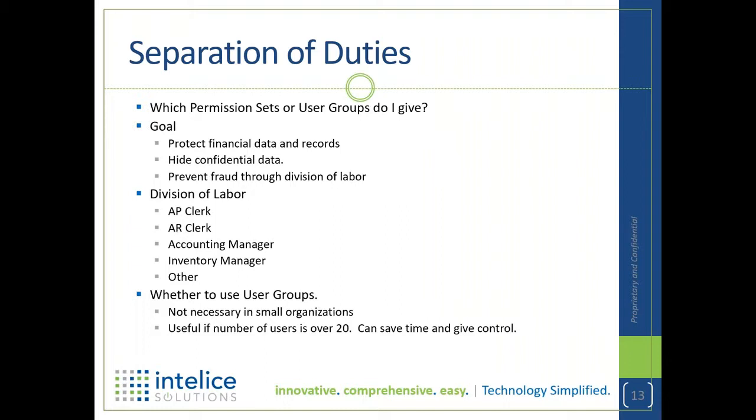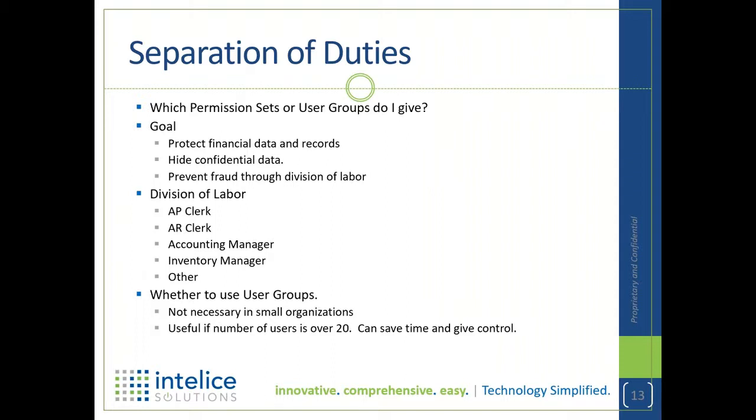But you have to keep in mind what the goals of security in your system are. Number one is protecting your financial data and records. Number two is to hide your confidential data from other employees even. A lot of times you have sensitive labor rates in your system that you don't want certain people to be able to access and read, or whatever the case might be. They have access to the system, but they don't have access to the tables to read the confidential data.